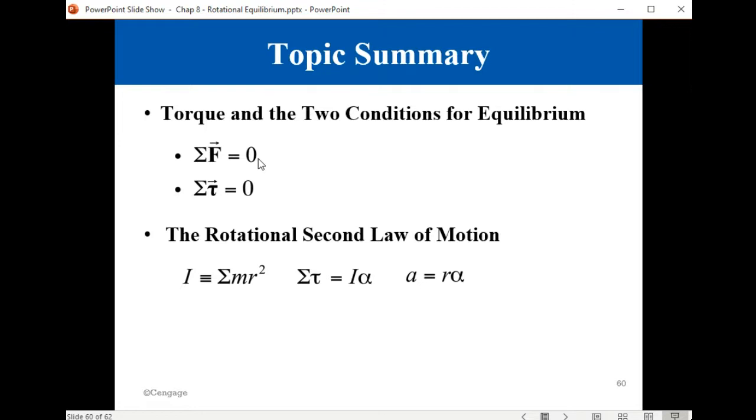Sigma F is 0 for the translational equilibrium, and sigma tau equals 0 for the rotational equilibrium. We learned about the rotational second law of motion, tau equals I alpha. So the net external torque is equal to I alpha, and I is the moment of inertia, sigma m r squared, and alpha is the angular acceleration, which is related to the translational acceleration by this formula. Translational acceleration equals R alpha.